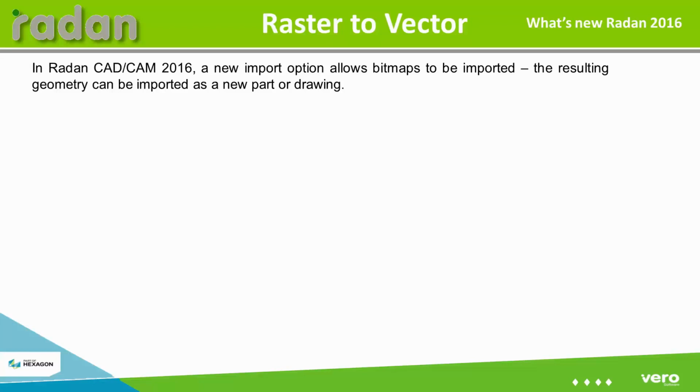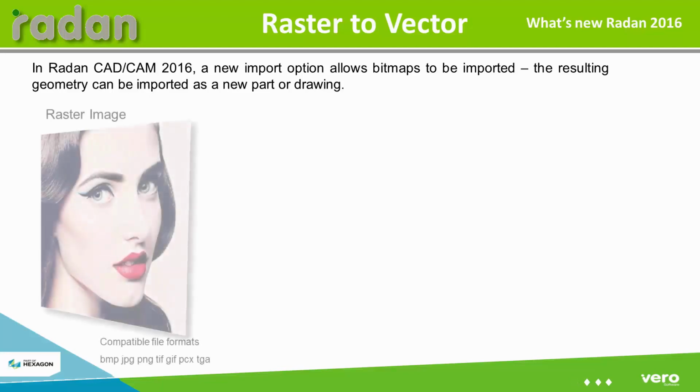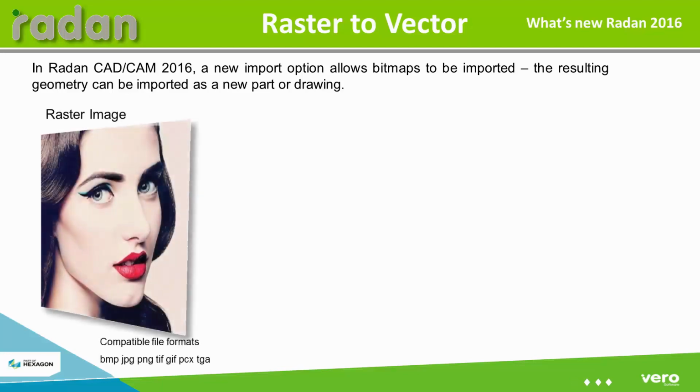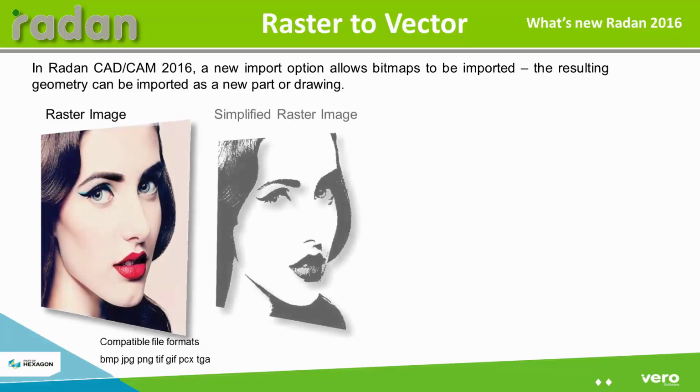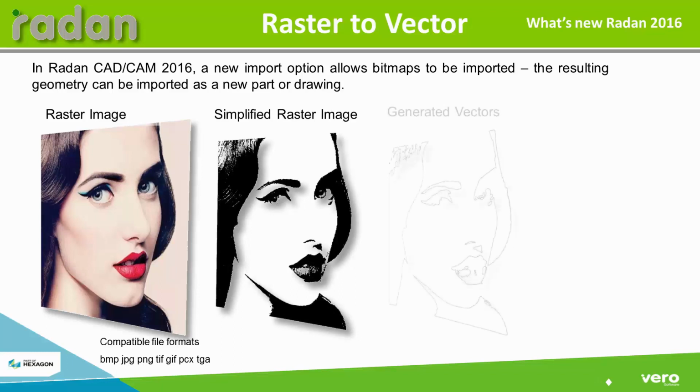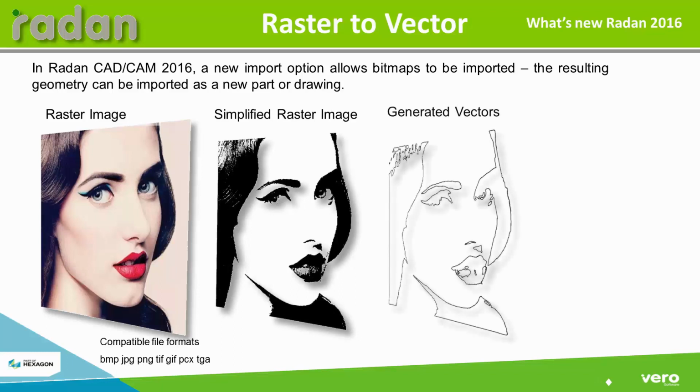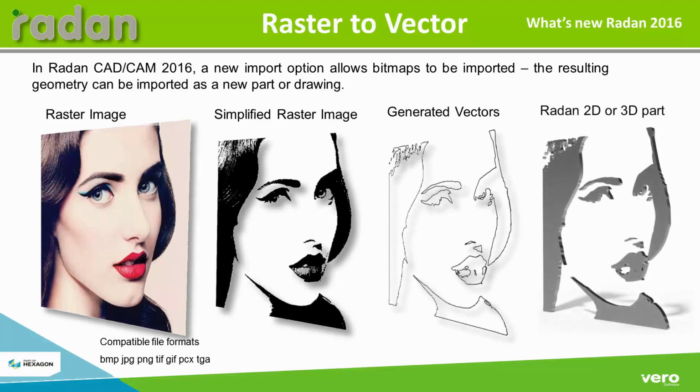Raster to vector. In Radan CAD/CAM 2016, a new import option allows bitmaps to be imported. The resulting geometry can be imported as a new part or draw. Here we see a full color raster image, and below you can see the file types supported. On importing, the raster is simplified, and from this simplified image vectors are generated, and from these vectors we can create a Radan 2D or 3D part.